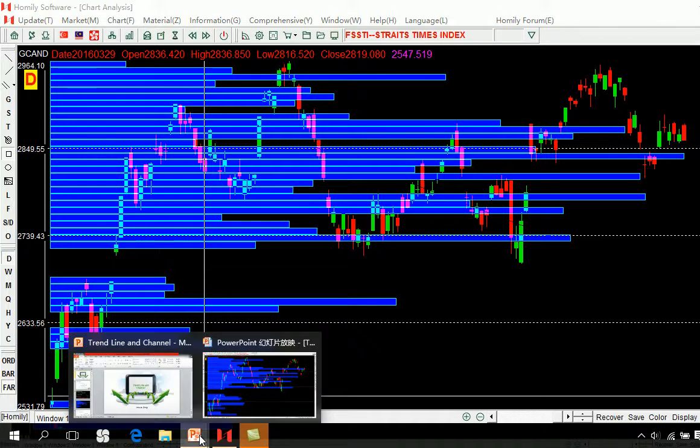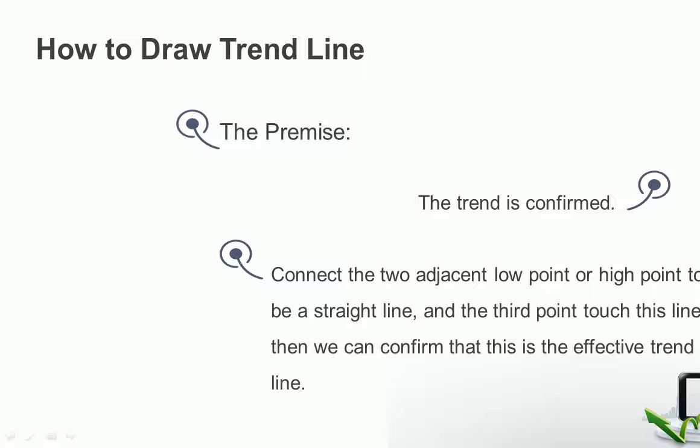Okay, so we can continue our class. Today we will learn how to draw a trend line, right? The premise is that the trend is confirmed. So how to confirm the trend? Because you know, in the stock market, there are three trends: uptrend, downtrend, and sideways. Okay, so how to find it?